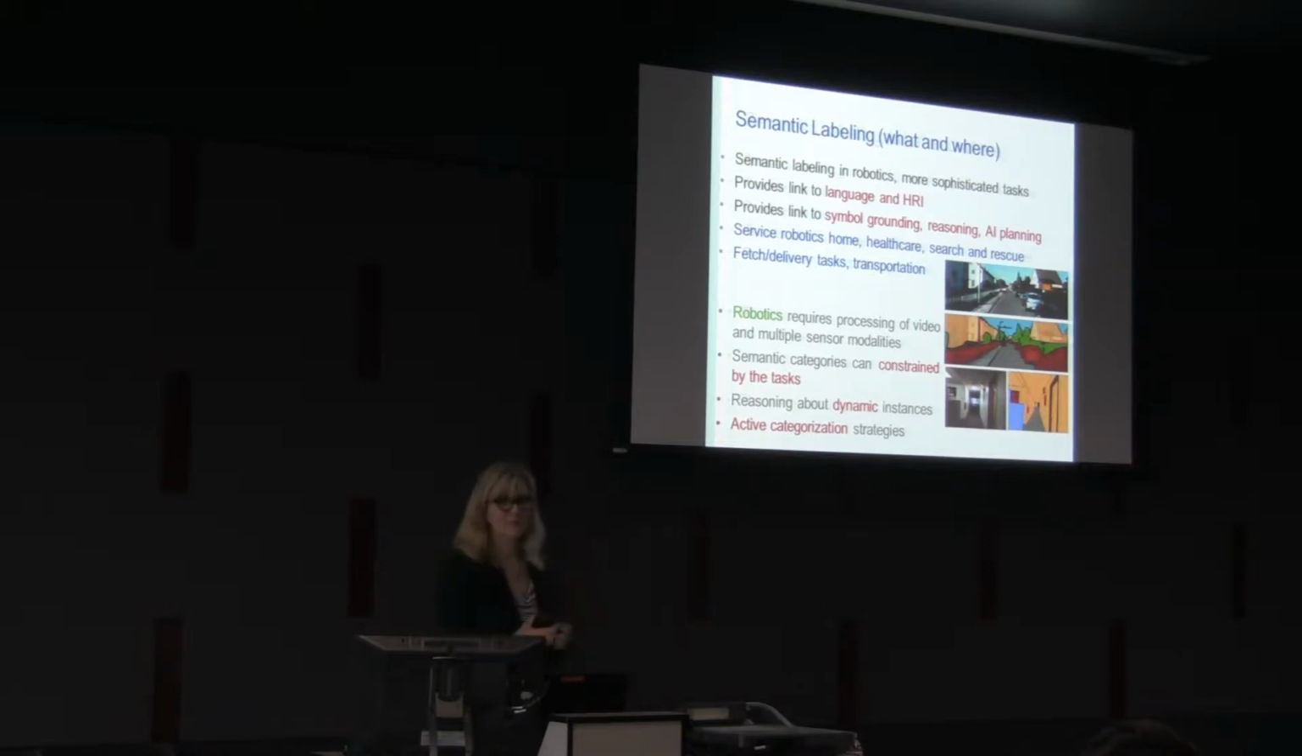But nevertheless, I think there are a lot of opportunities to rethink this problem in a robotic setting, with the hope that if we can provide some of this semantic understanding of the environment, we'll be able to facilitate more sophisticated tasks. The semantic information could provide this link to language and human-robot interaction. It will provide a mechanism for the symbol grounding problem, which is then tightly coupled with more traditional AI planning techniques. So I feel it's a very fruitful area to pursue.